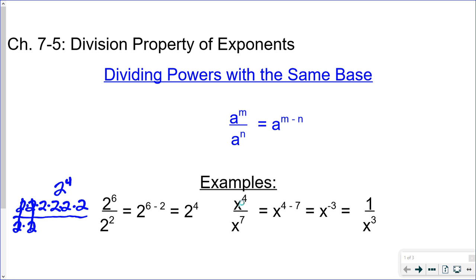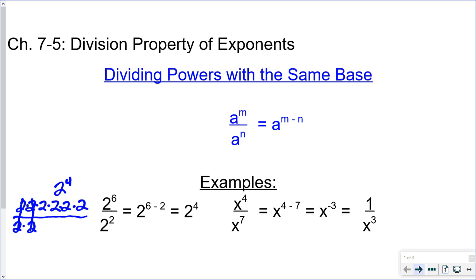We could do the same thing with this one. So with this one, think about this. The 4 x's in the top are going to cancel out 4 of the x's in the bottom, and you're going to be left with 3 x's in the bottom. And that's why it comes out to this, 1 over x to the 3rd.